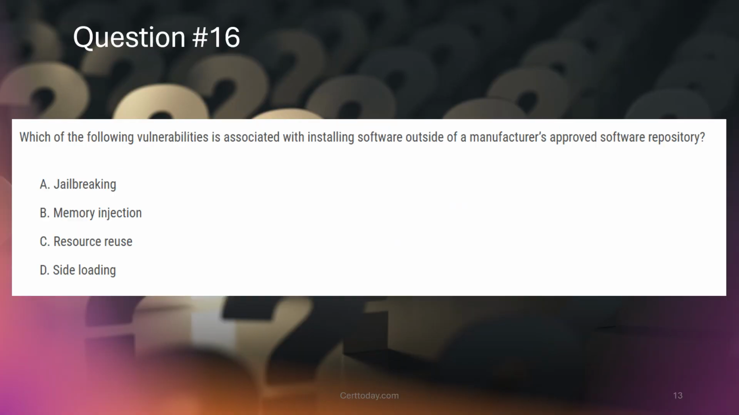Question 16. Which of the following vulnerabilities is associated with installing software outside of a manufacturer's approved software repository? A, jailbreaking, B, memory injection, C, resource reuse, or D, side loading?